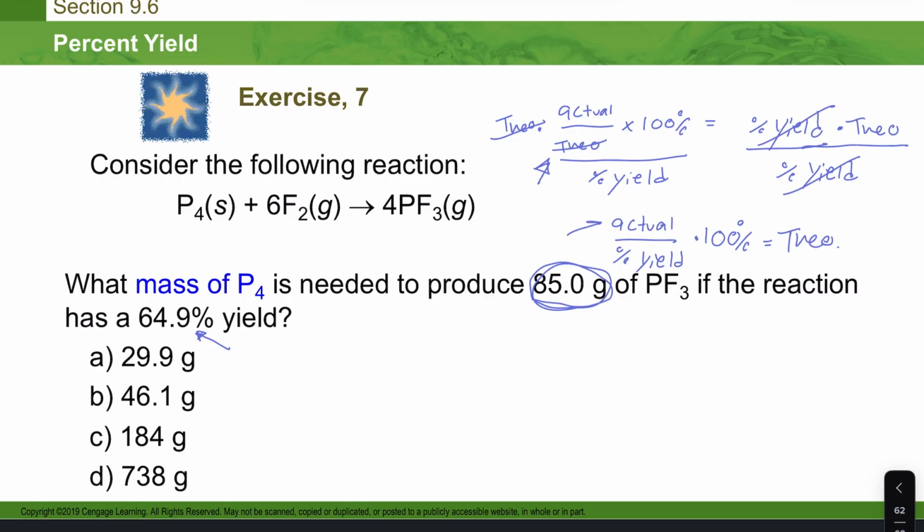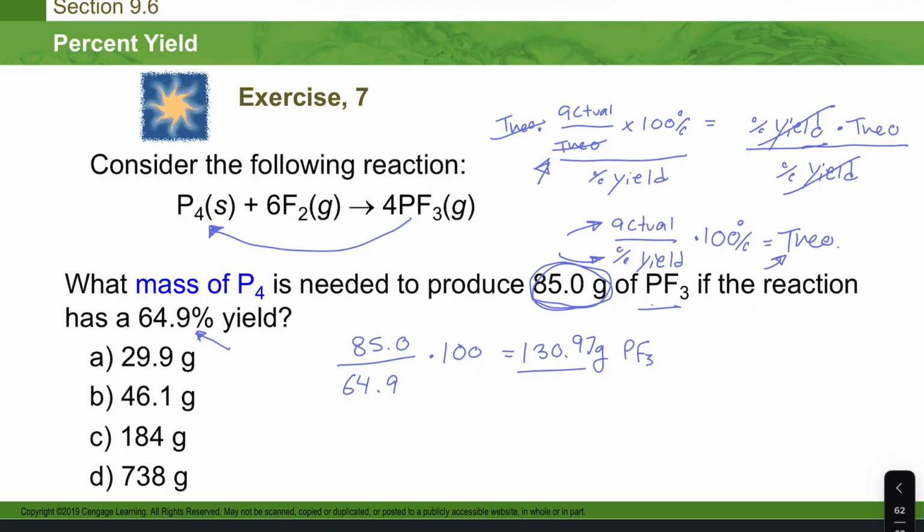Now, we know what our actual is. We know what our percent yield is. We want to find the theoretical value of PF3, and from there we can find the mass of P4 that we'll need. So I'm going to plug those numbers in. Our actual is 85.0. This is what we want. Our percent yield is 64.9. Multiply that by 100. And we end up with 85 divided by 64.9 times 100, which is 130.97 grams of PF3.